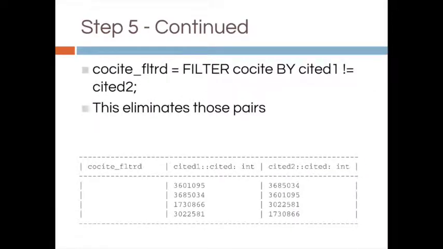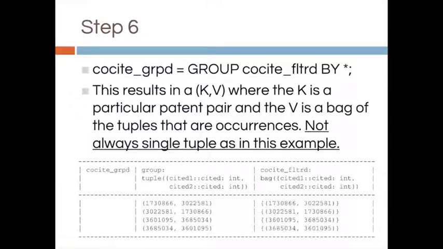This eliminates those pairs, and this is the table that we're left with. As you can see, that eliminates those duplicates, and in the next step, we will create another table where we group the previous one by both of the previous columns. That is both cited 1 and cited 2. As you can see here, that turns into the keys that are entries in this table, and on the right, the values for those keys are all of the occurrences of them in the previous table.